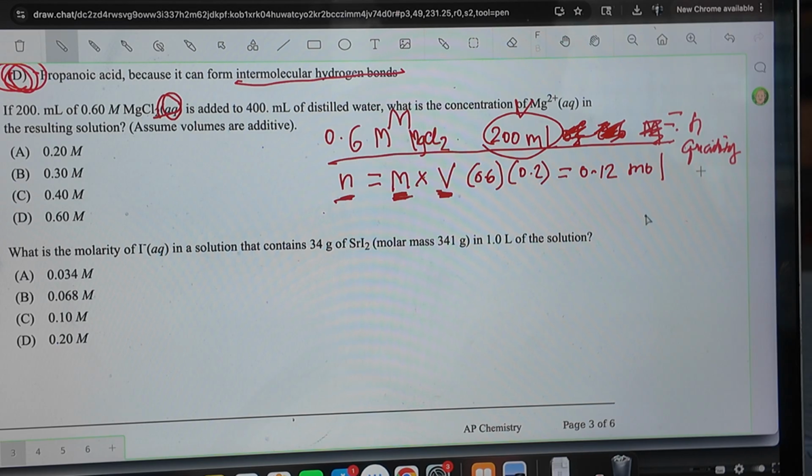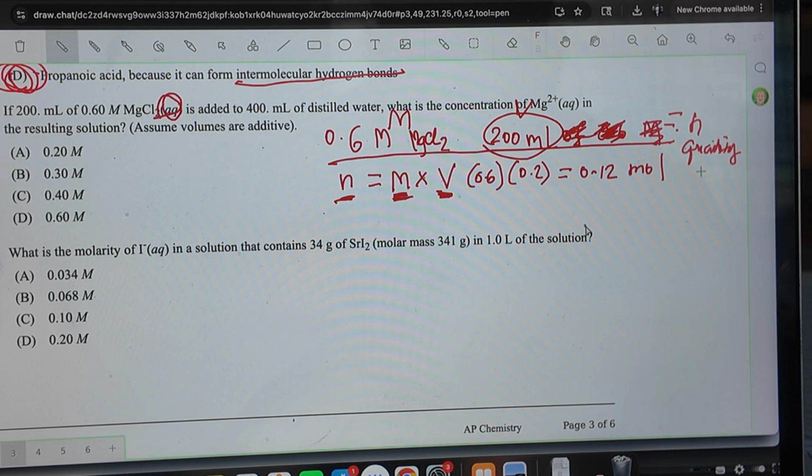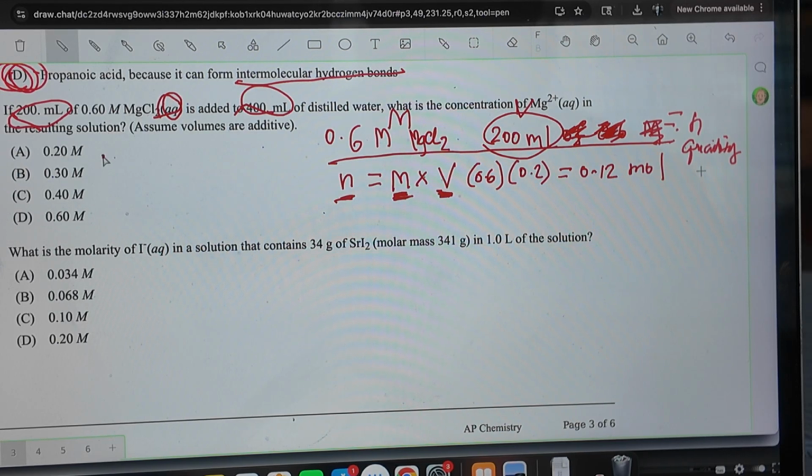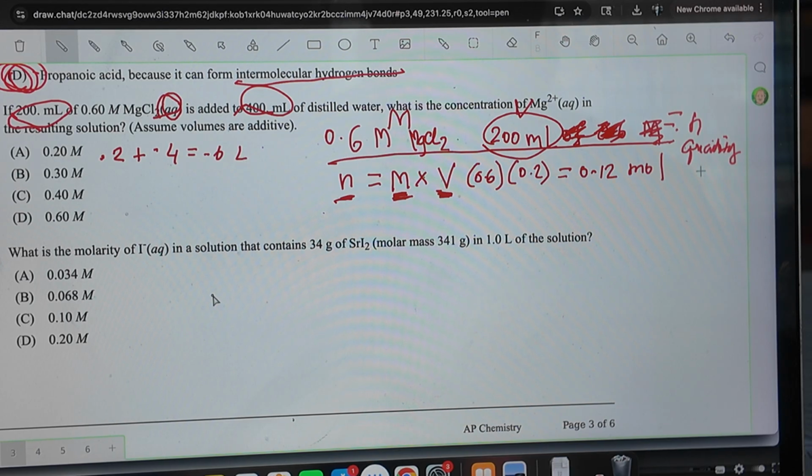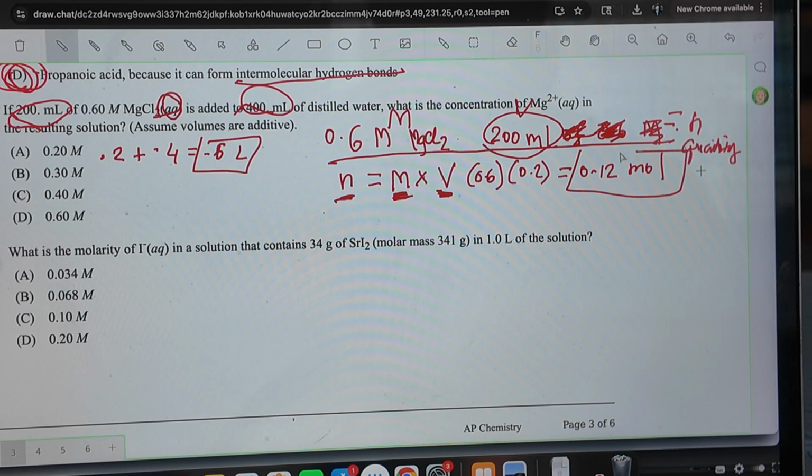Right? Okay. And then now you need the total volume. Now your new total volume, they tell you, there's only two figures here. There's a 200 and a 400. And if you combine them together, so I'm going to do it in liters, 0.2 plus 0.4 equals 0.6 liters. Right? So that's 0.6 liters. So that's important. And this many moles, that's important.